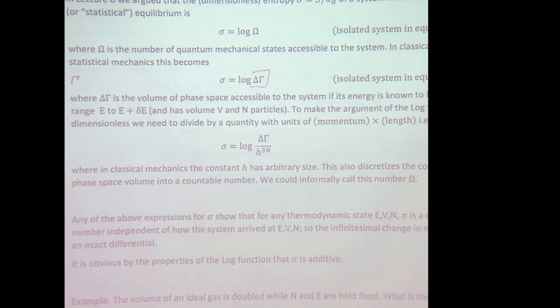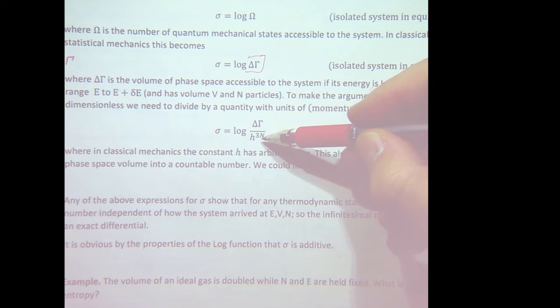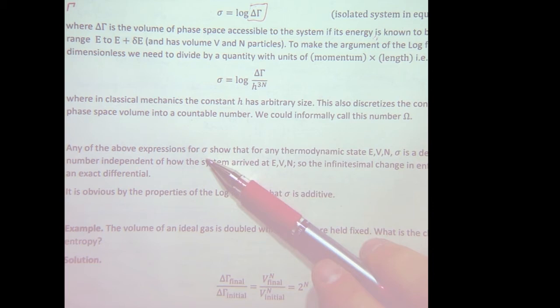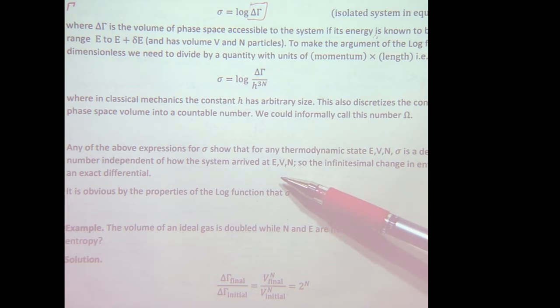That also, dividing by small cells, it's called a cell. Like this also discretizes this volume delta gamma, makes it discrete and countable. Now any of the above expressions for the dimensionless entropy show that for any thermodynamic state E, V, N, the entropy is a definite number independent of how the system arrived at the particular state E, V, N. Okay? Now, it's a definite number, and it doesn't matter, it has no memory.